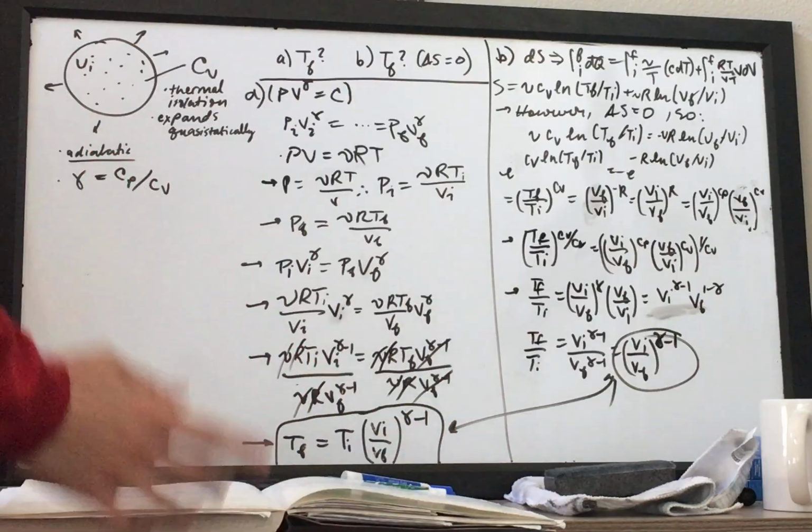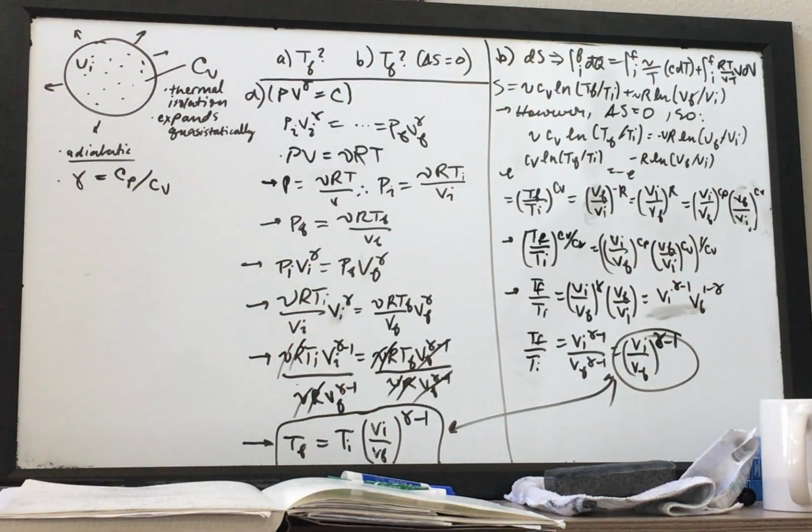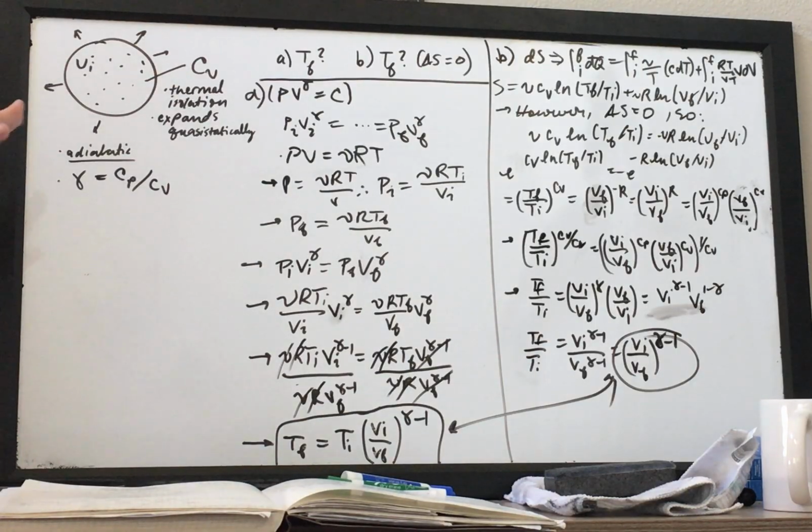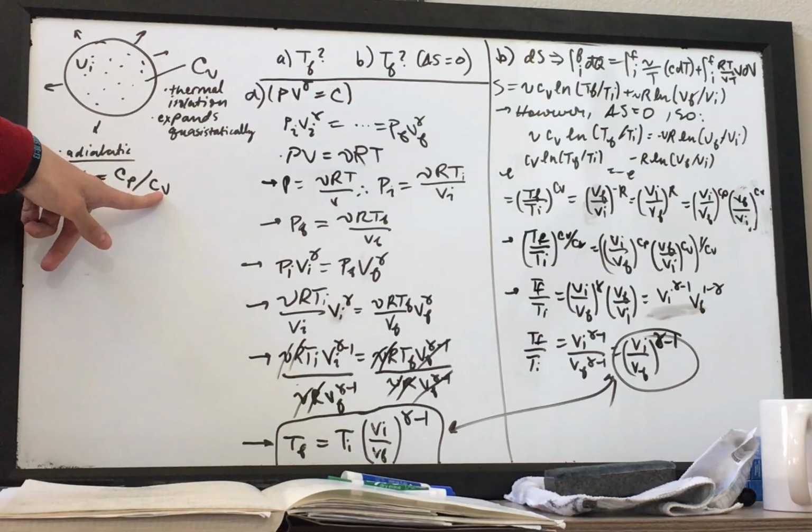This is 5.1 out of Reif's Thermal and Statistical Physics. Basically we have this ideal gas, which I've just represented as this sphere, and it has a temperature independent molar specific heat C sub V, which means that it's at constant volume. We're going to define some simple constants: gamma is equal to the specific heat at constant pressure divided by the specific heat at constant volume.